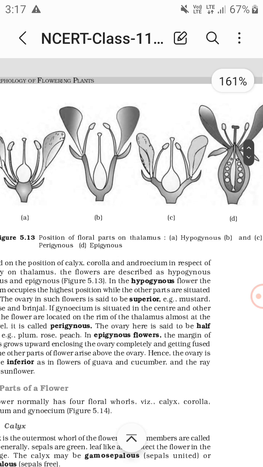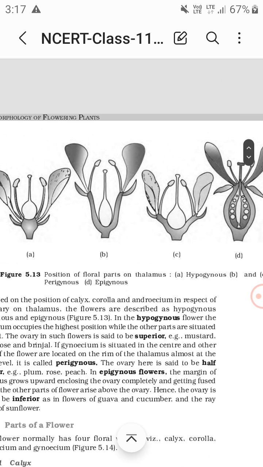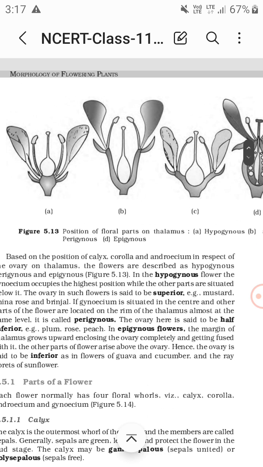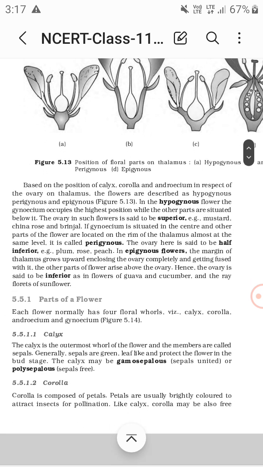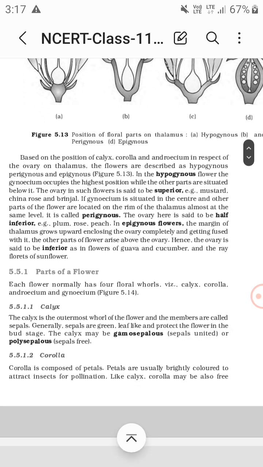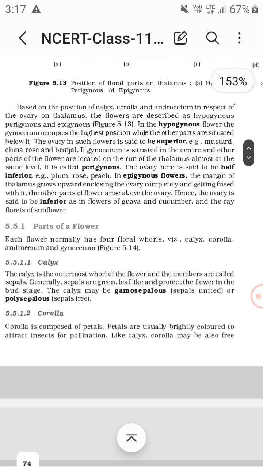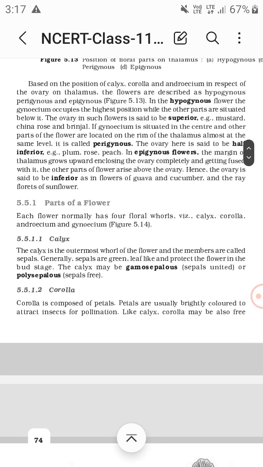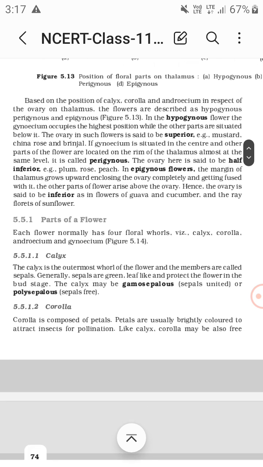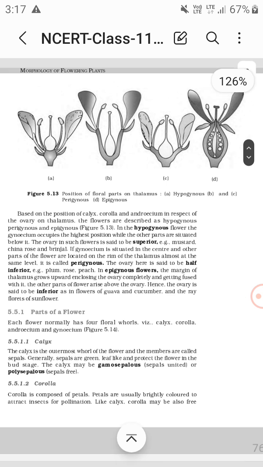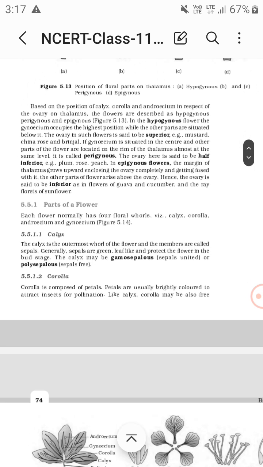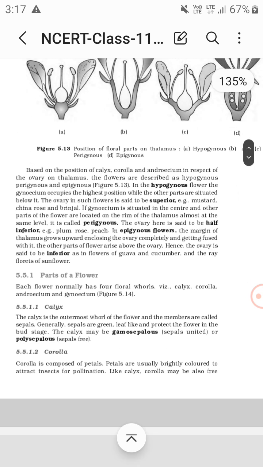Now the position of floral parts on the thalamus. In the first diagram it is hypogynous, and B and C are perigynous and epigynous. Hypogynous: ovary superior, as in mustard, China rose, and brinjal. In perigynous, the ovary is half inferior, as in plum, rose, peach. And epigynous, the ovary is inferior, as in flowers of guava, cucumber, and ray florets of sunflower.